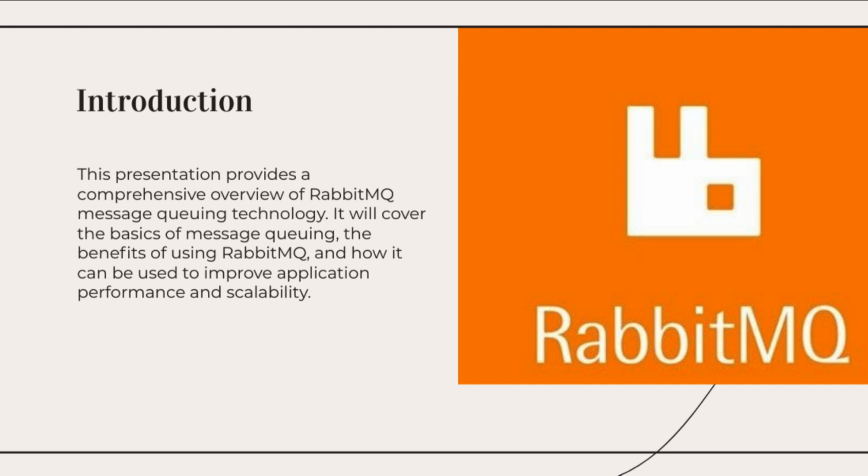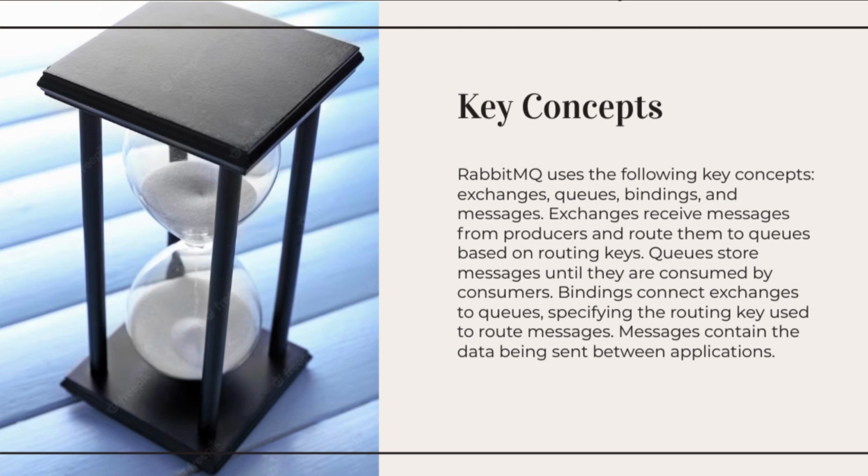5. Message acknowledgement and persistence. RabbitMQ ensures message reliability through acknowledgement mechanisms. When a consumer receives and processes a message, it sends an acknowledgement back to RabbitMQ, indicating successful processing. If a consumer fails to acknowledge a message, RabbitMQ can requeue it for delivery to another consumer. Additionally, RabbitMQ can persist messages to disk to prevent data loss in case of failures.